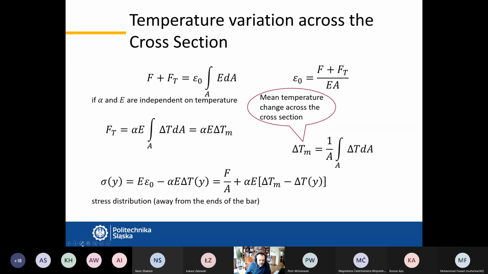So I'll try to draw it somehow. If we have, let's say, the bar, this is the end of the bar. And we have different temperature, as you saw, and the distribution, let's say this is the stress distribution. It was more like this. So you see that there is a different distribution, so it is not uniform.